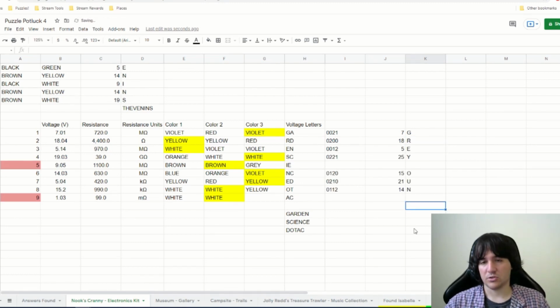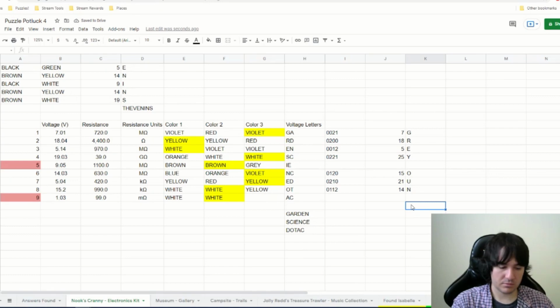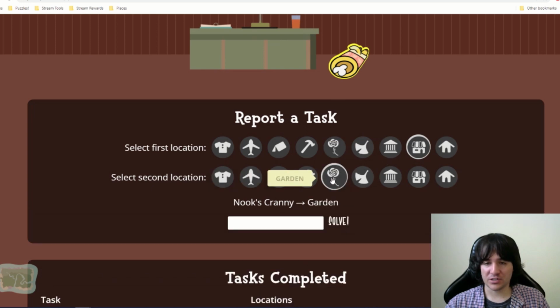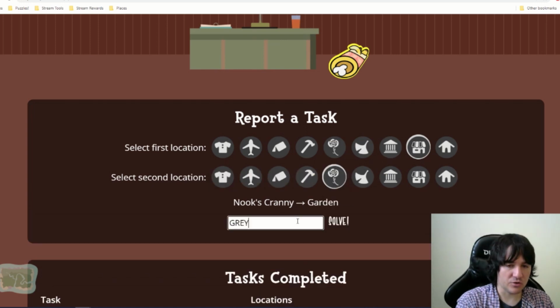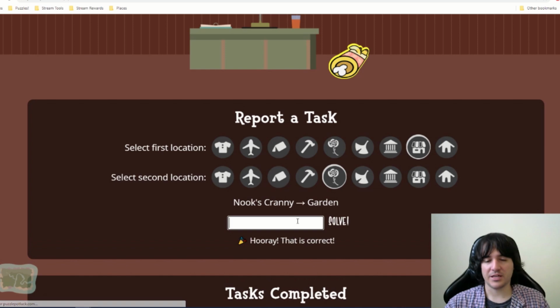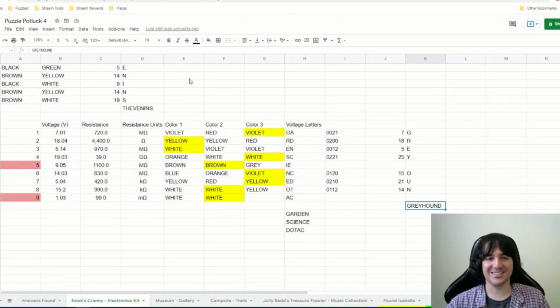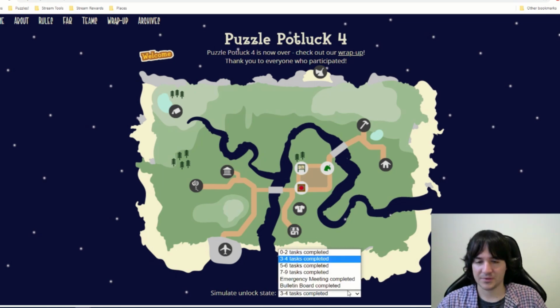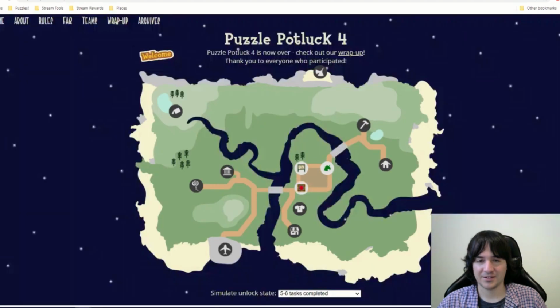N. So is this Greyhound? Nook's Cranny over to Gardens, and we're trying Greyhound. That's correct! We did another one. We can change the unlock state again, so let's do that. 5 to 6 tasks completed. What happens now? Okay, this page still looks about the same.